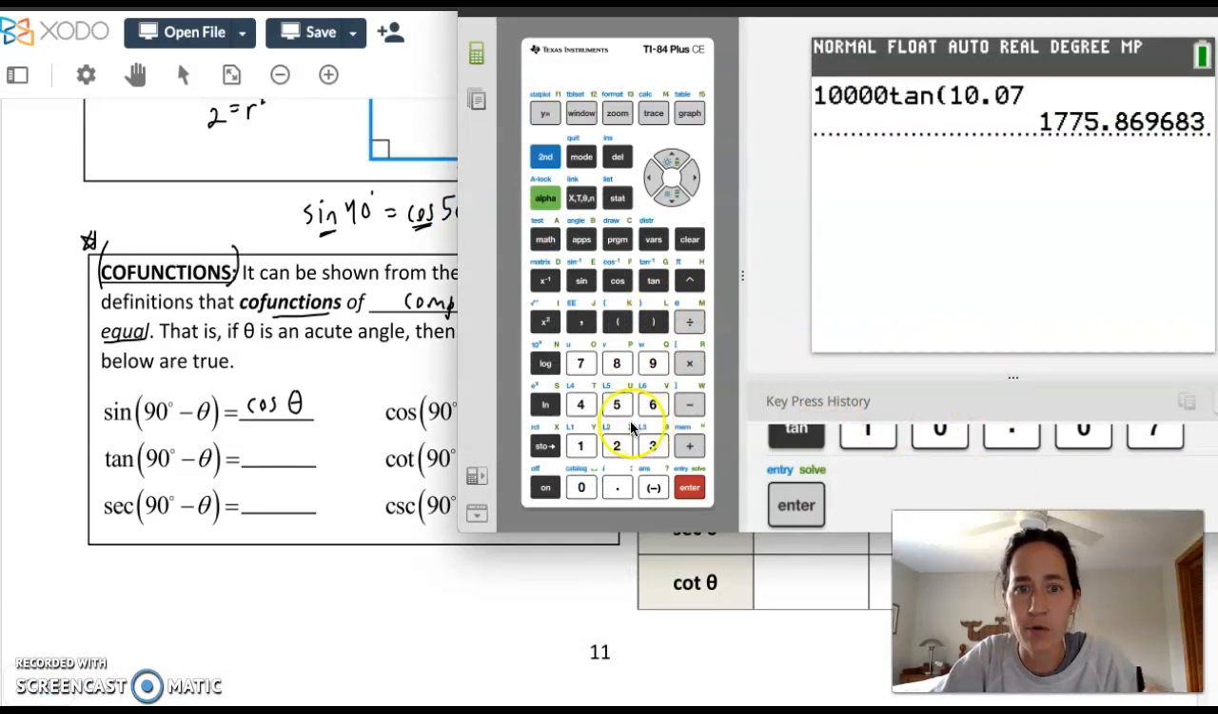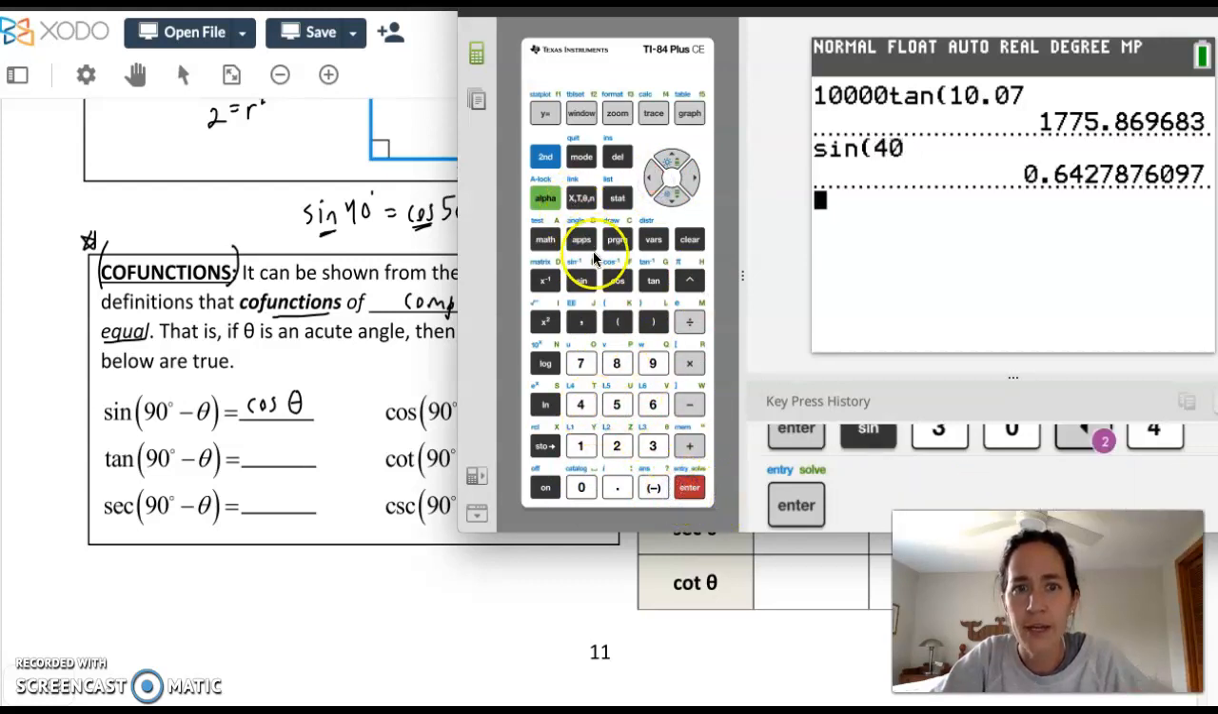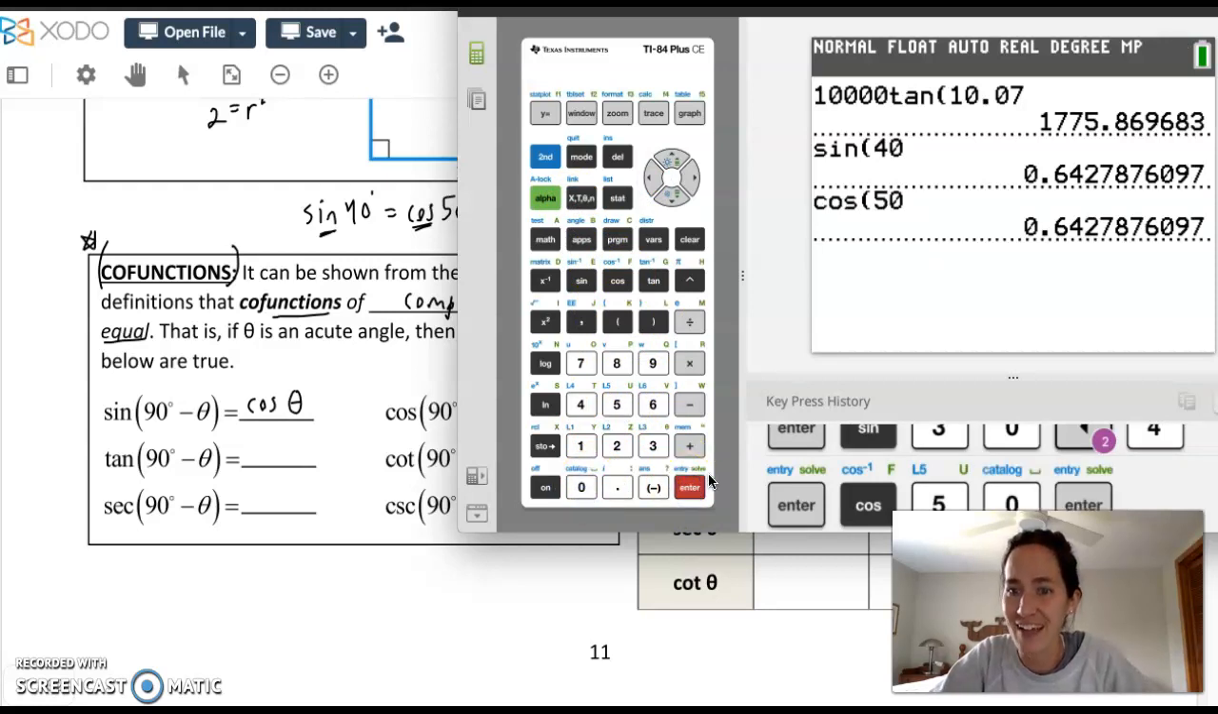If I'm in degree mode, type in sine of 30 degrees, enter. Ooh, and didn't I say 40? So sine of 40. Get a decimal, right? And then cosine of 40's complement, 50, you get the exact same value back.